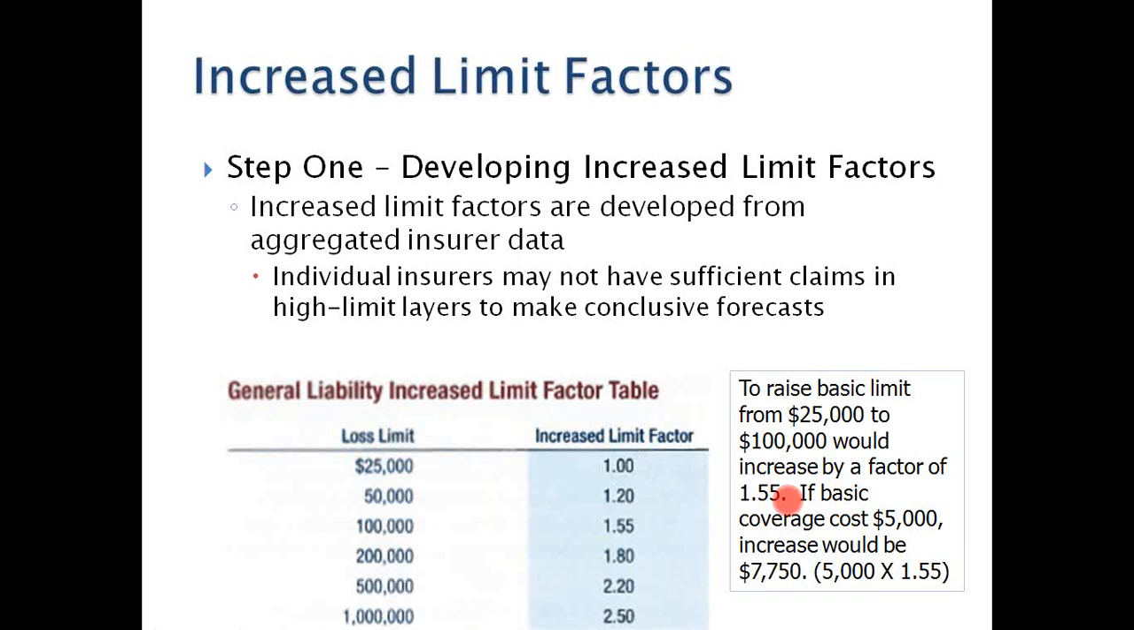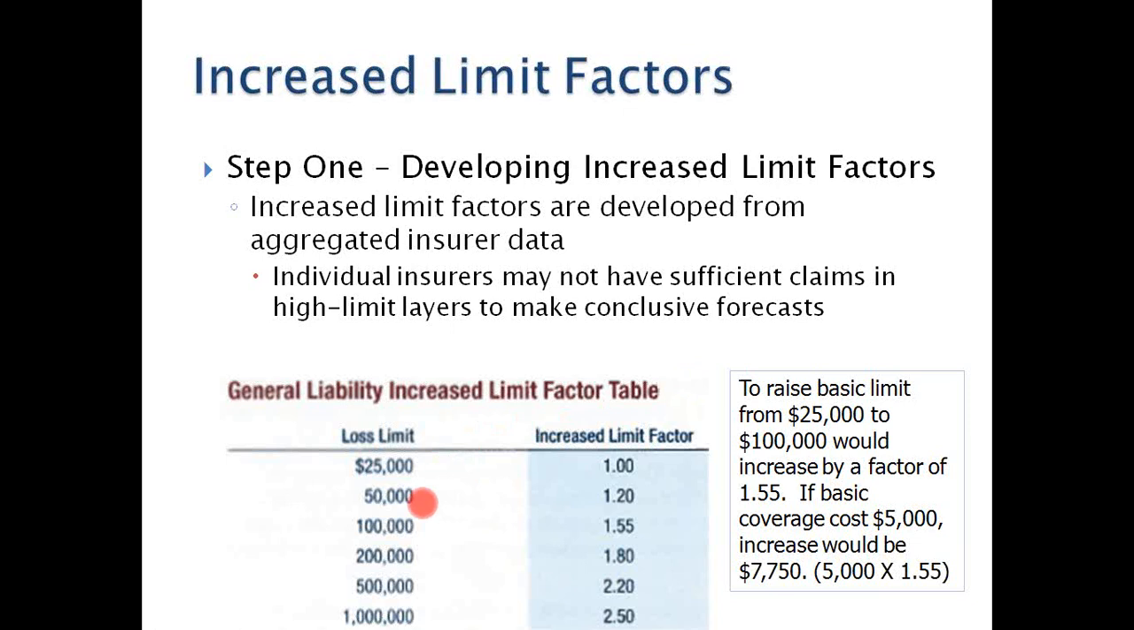So this first step is we want to develop increased limit factors. They're developed from aggregate insured data. This is already provided. Individual insurers may not have sufficient claims in high limit layers to make conclusive forecasts. This is a caveat they gave in the book: if you're looking at high limit layers, like $5 million, they may not have very many claims that pierce that level, and so they're not going to have very good data to give you a limit factor. But in general, the insurance company will have some type of limit factor, or the actuaries will be able to determine what those limit factors might be.